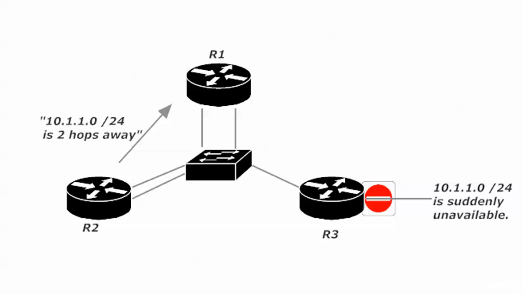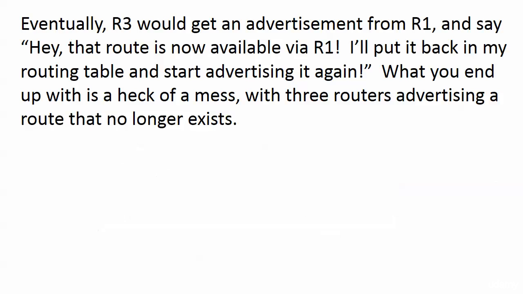So router 2 is just going to keep telling everybody, and in this case that includes router 1, hey, I know where 10.110/24 is and it's two hops away, even though the network itself is now unavailable. So it's not enough for router 3 to stop advertising it. It's got to have a way to tell everybody else, hey, that route just ain't around anymore. Because what happens next in our walkthrough without route poisoning is that router 3 is going to get an advertisement from router 1 and say, hey, that route is now available via router 1. I'll put it back in my routing table and start advertising it again.